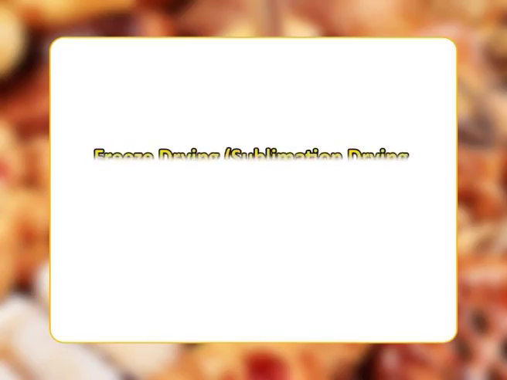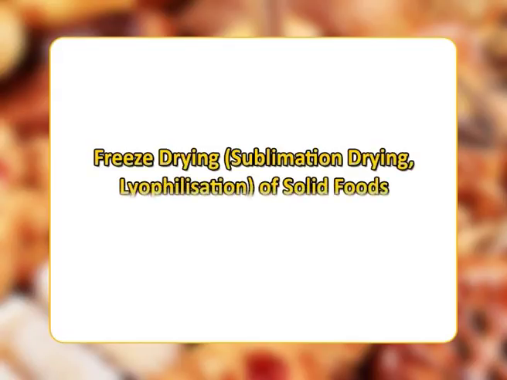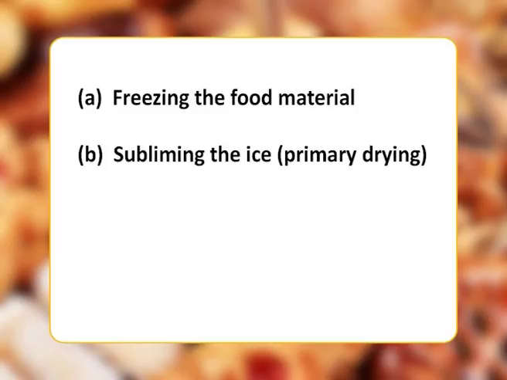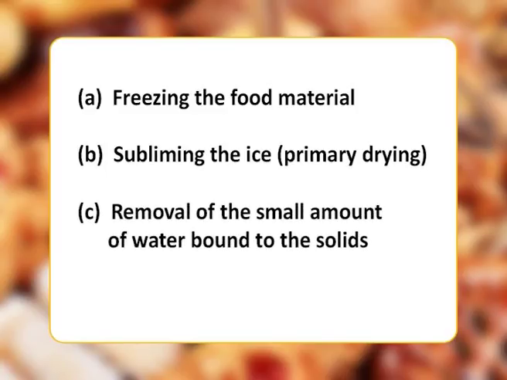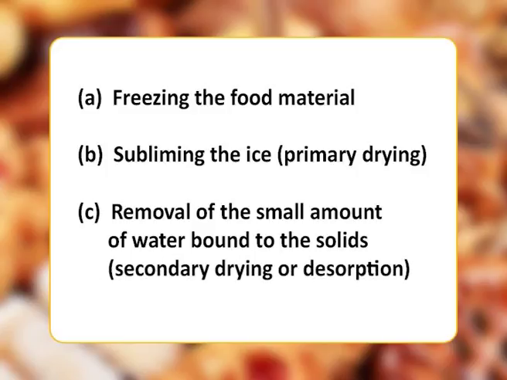Next is freeze drying. It is commonly known as sublimation drying or lyophilization of solid foods. This method of drying foods was first used in industry in the 1950s. The process involves three stages. Number first is freezing the food material, then subliming the ice, which is primary drying, and then removal of the small amount of water bound to the solids, that is commonly known as secondary drying or desorption.